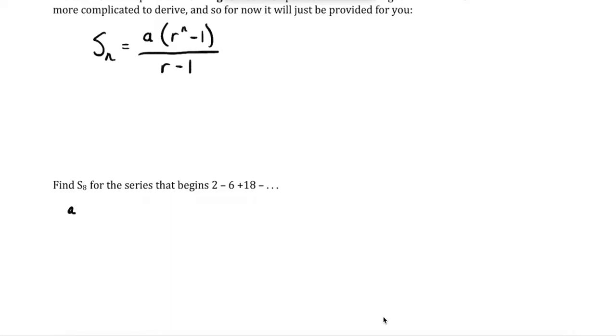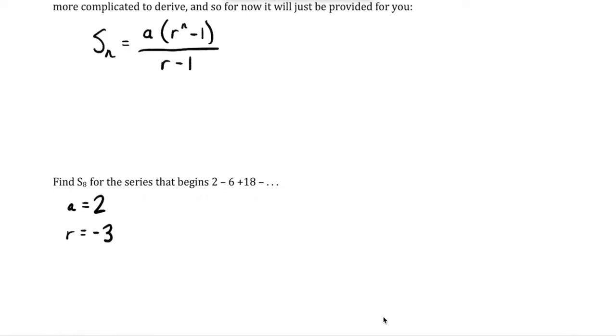So if we wanted to find S8 for the series that begins 2, negative 6, positive 18, etc., let's start by just double checking we know all of our things. A is the first term, so A in this case is 2. R is the amount I'm multiplying by each time, so to get from 2 to negative 6 or from negative 6 to 18 I times by negative 3. And I need the 8th term, so n is equal to 8. So S8 is going to be equal to 2 times r, which is negative 3, put that in brackets, to the power of 8, minus 1, close bracket, over negative 3 minus 1.